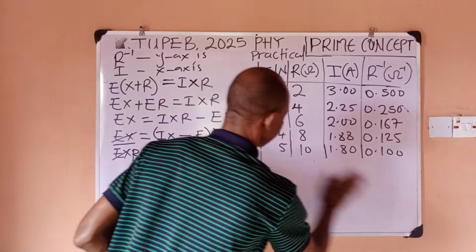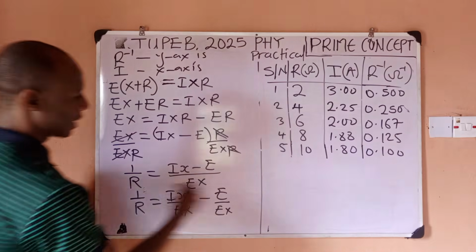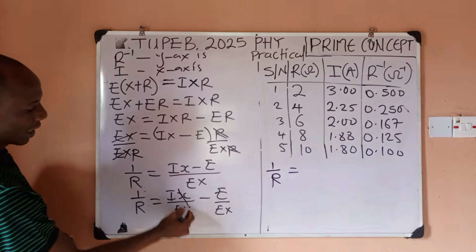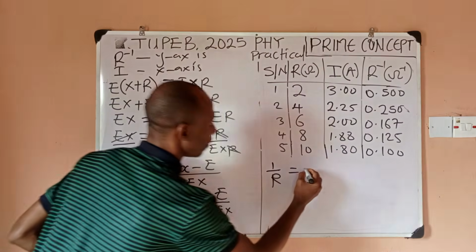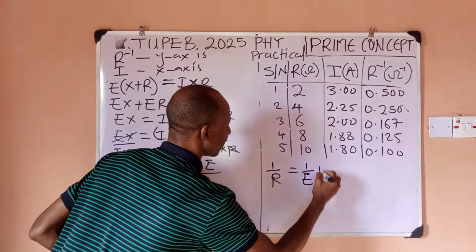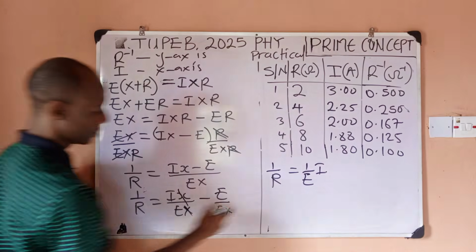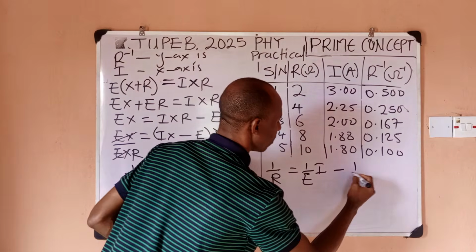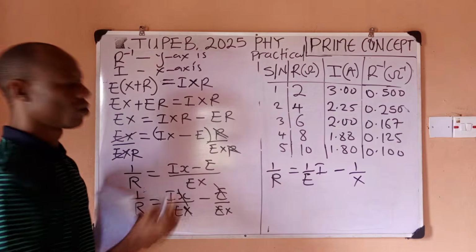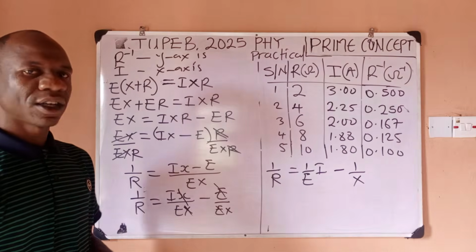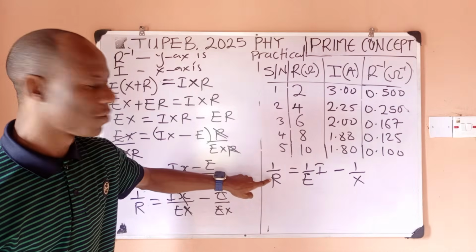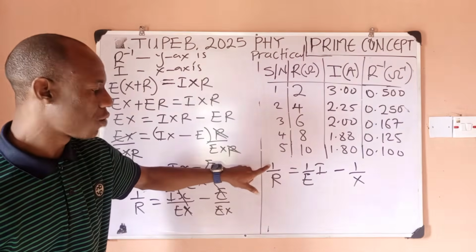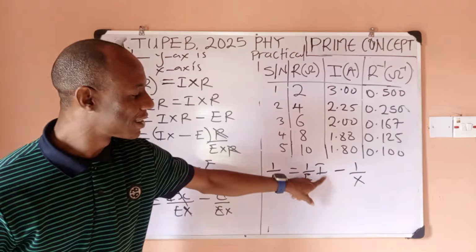Okay, so finally, I would have 1 by r equals 1 by e times I, minus 1 by x. So this is what I have. Now remember, I'm plotting a graph of 1 over r, which is still the same thing as r inverse, against current.